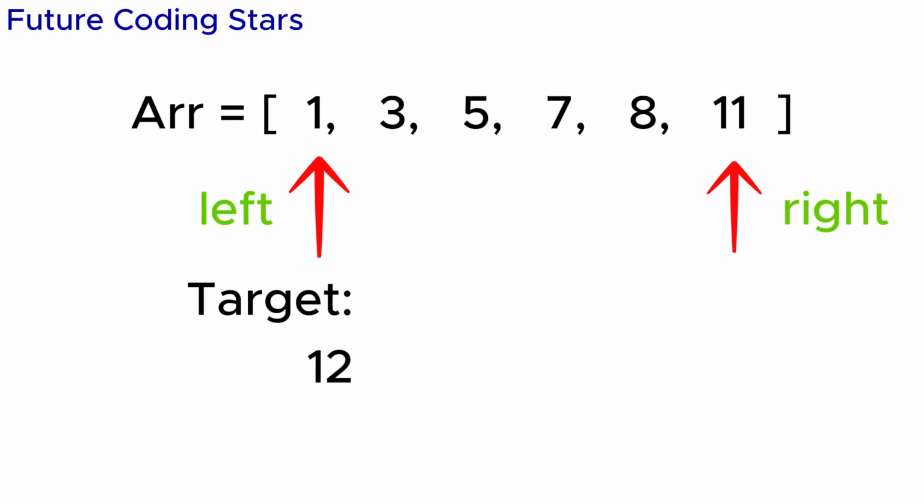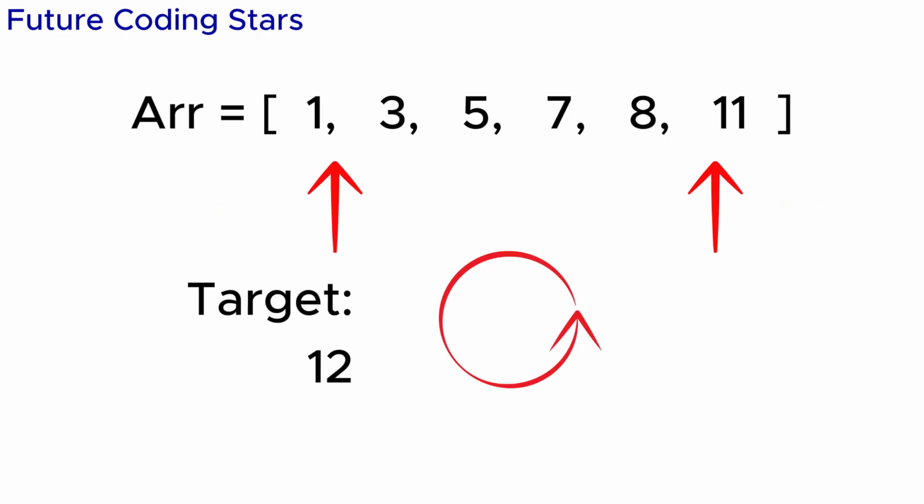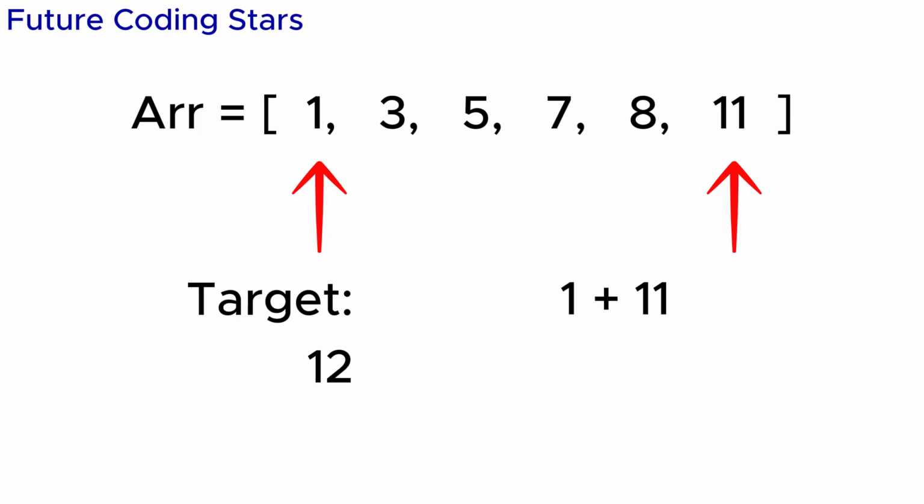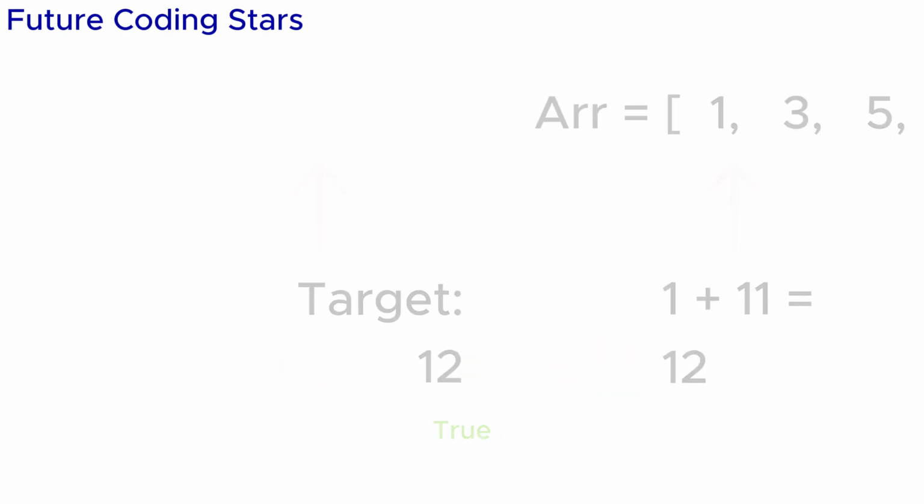We initialize left at the very beginning of the array, index 0, and right at the very end of the array, the last index. Then we enter a loop that continues as long as our left pointer is still to the left of our right pointer. Inside the loop, we calculate the sum of the elements that our left and right pointers are currently pointing at. We then compare this sum to our target sum. If the current sum is exactly equal to the target sum, we've found a pair. We can immediately say true and finish.